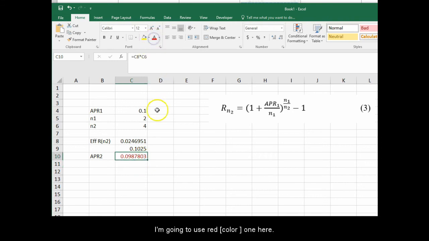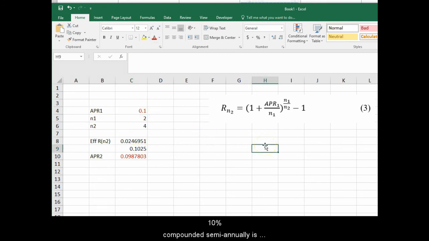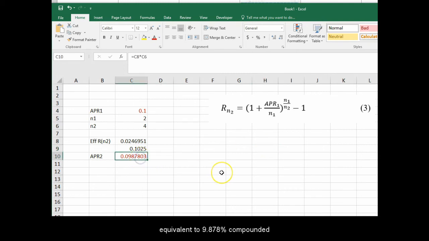I'm going to use the red one here. 10% compounding semi-annually is equivalent to 9.878% compounding quarterly.